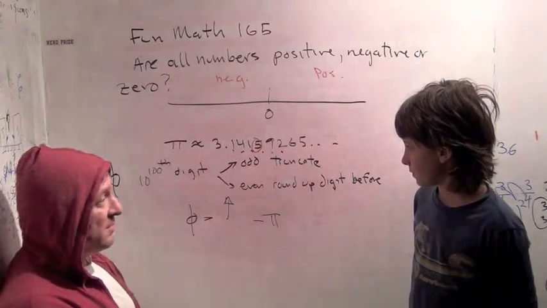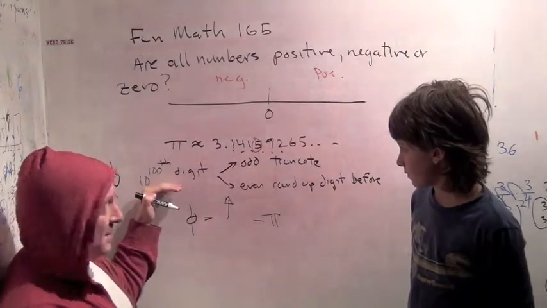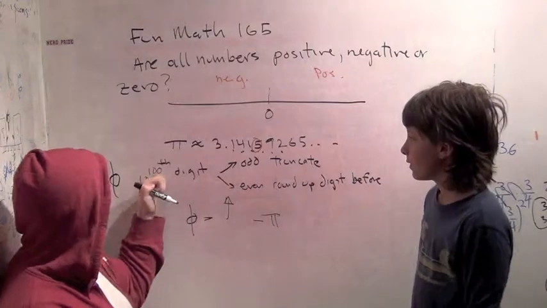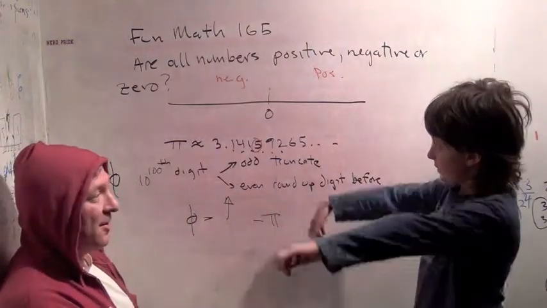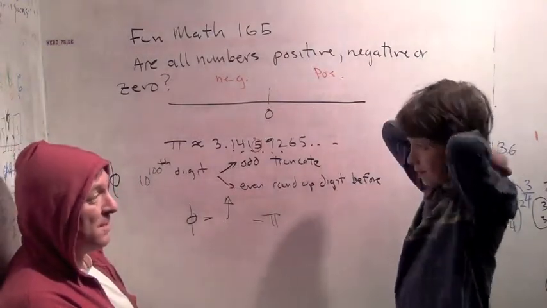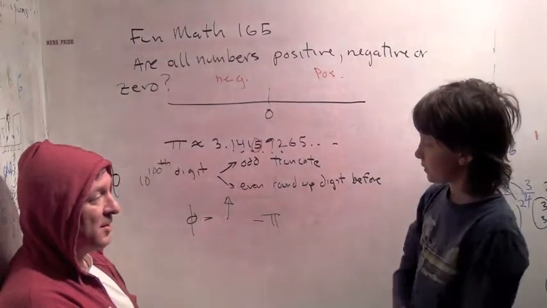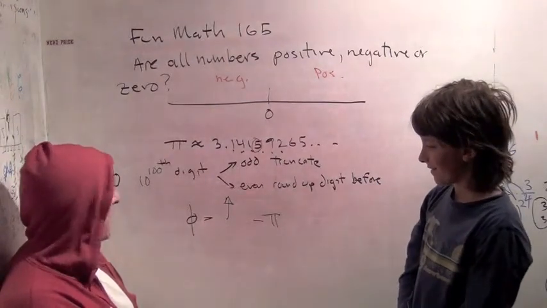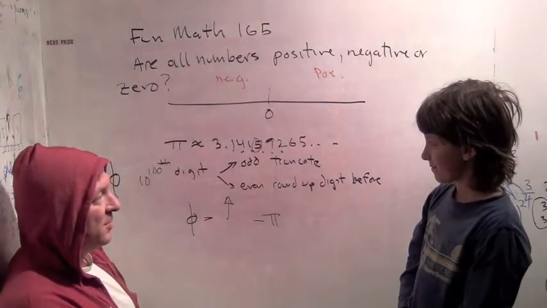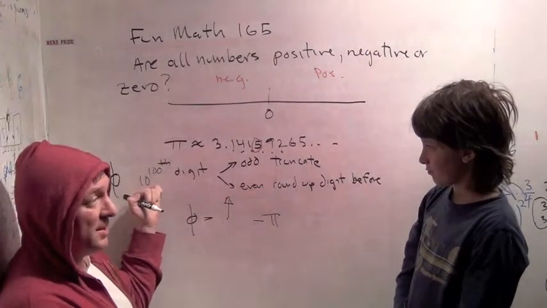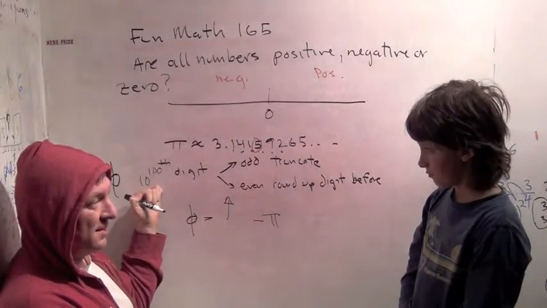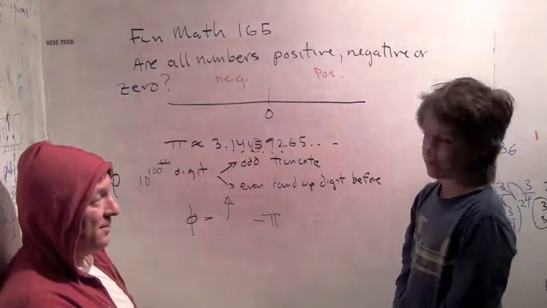And here's the problem. We have no idea if the 10 to the 100th digit of pi is odd or even. We don't know. And you know what's even scarier? There's no way to figure it out. Our computers have calculated like a couple billion digits of pi. But we don't know.